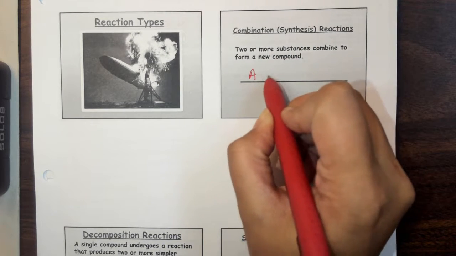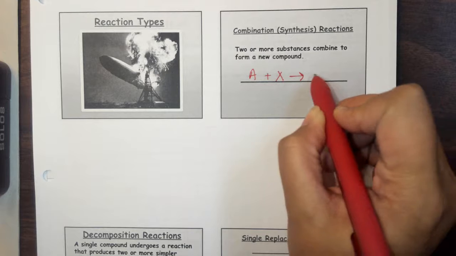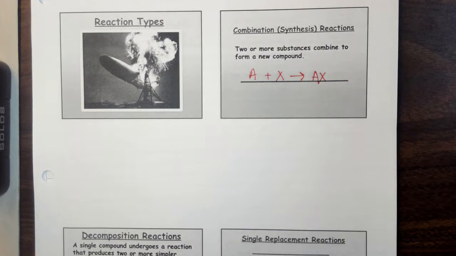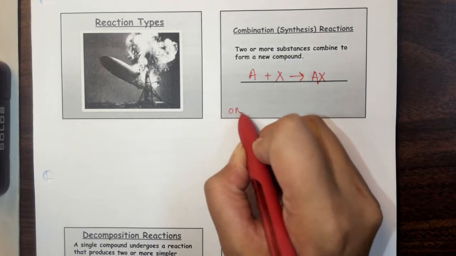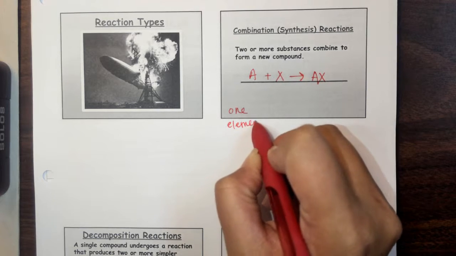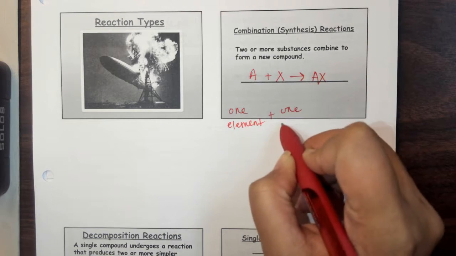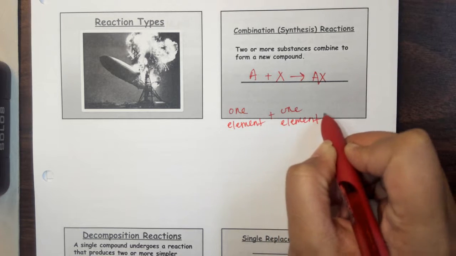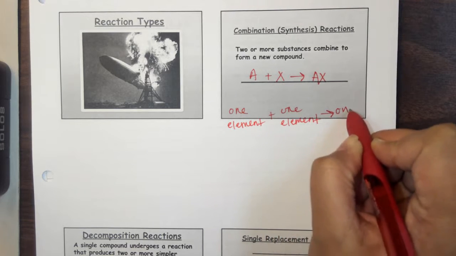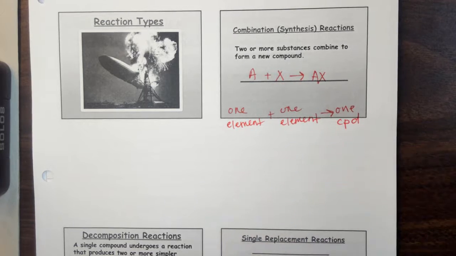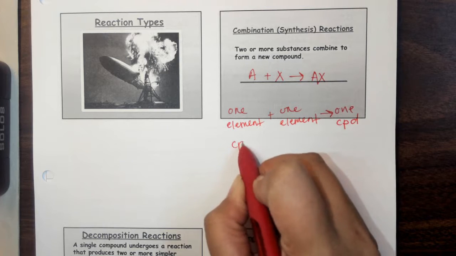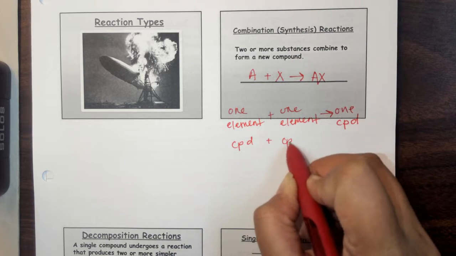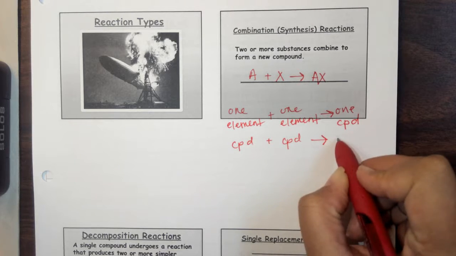Remember, we said it was A plus X yields AX. Basically, we have 2 or more substances and they combine to form one new substance. So to identify this, you either have one element plus one element, and it can give us one compound. I'm going to represent compound as CPD. Or we can have a small compound and another compound, and it creates one big compound.